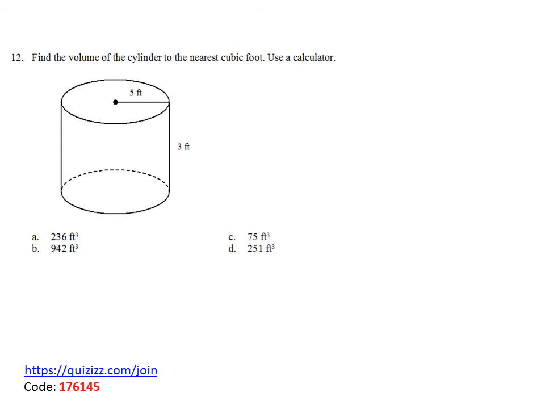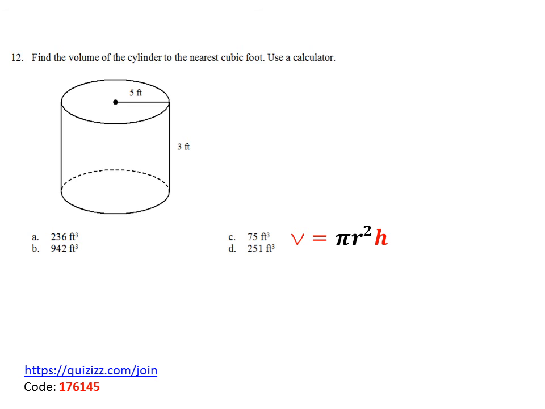Find the volume of the cylinder to the nearest cubic foot. Use the calculator. This is a multiple choice question. This question is not in the book. How to choose the correct answer? Yes. Solve the question, then choose. So let's begin with writing the formula. V equals pi r squared H.